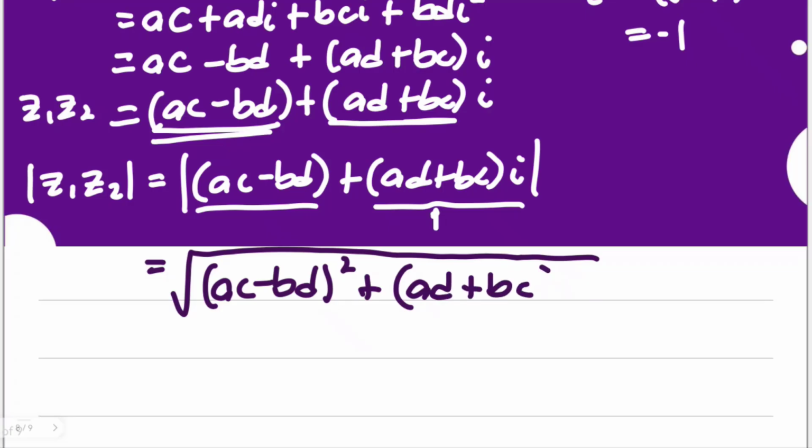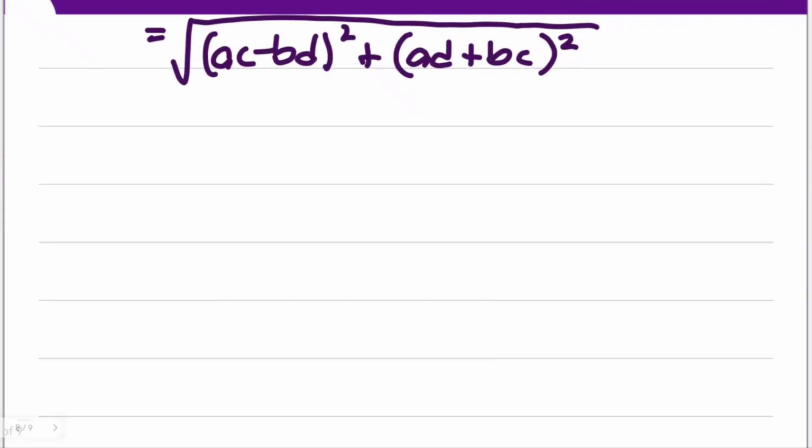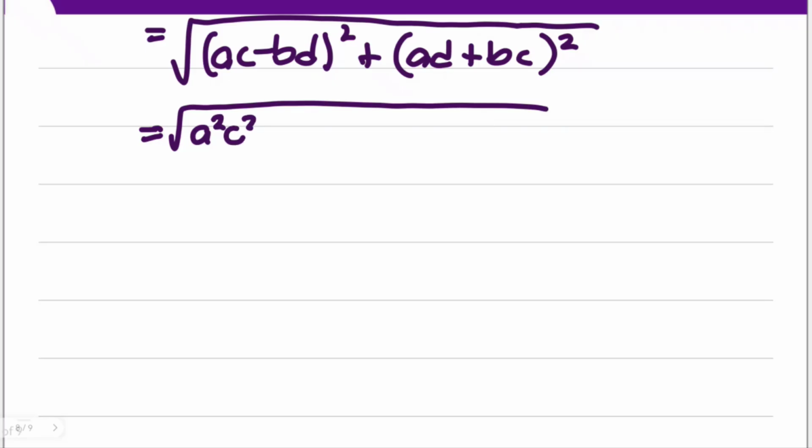Our goal is to make sure that from this we will end up with the product of their individual modulus. Okay, so let's try to manipulate this, and hopefully we could arrive into the product of their independent modulus. Talking about z sub 1 and z sub 2. So by simplifying this, you will have the square root. So you will have a squared c squared. Okay, or let's do it step by step.